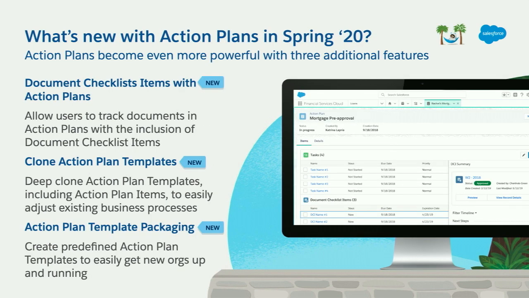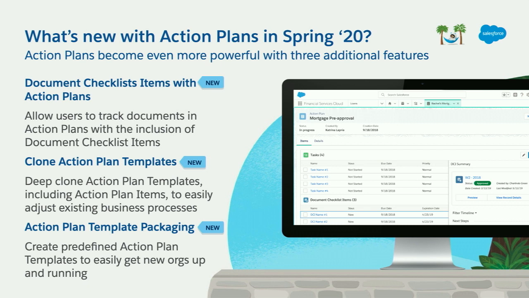So with that, what have we done in Spring 20? A big exciting part of Spring 20 for action plans is all around bringing document checklist items into action plans. Prior, you could only ever select a group of tasks. And now, with our document checklist enhancement to action plans, you can bring document checklist management processes directly into action plans. So we're really excited about that.